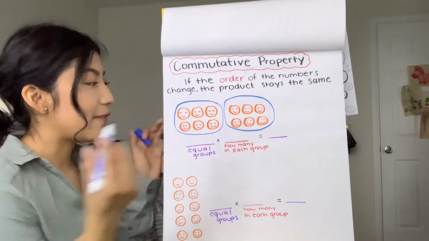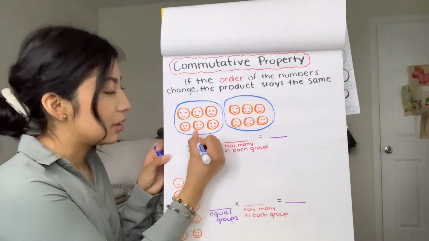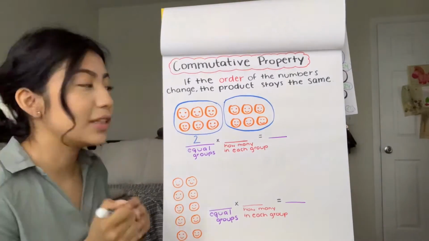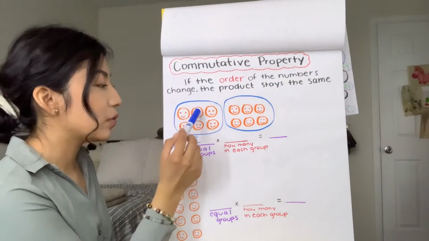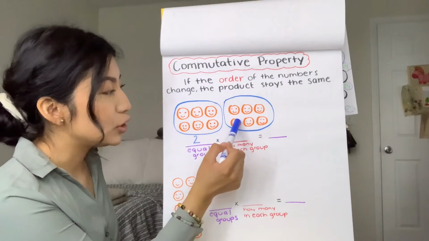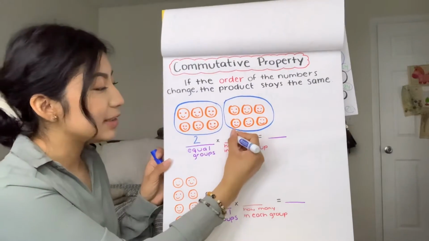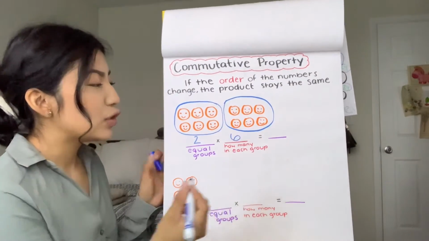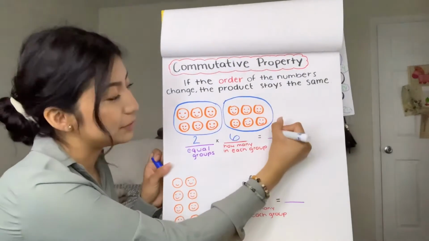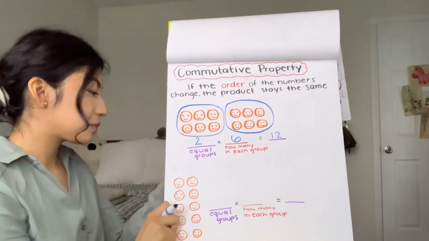All right, so now that we have that, we have how many equal groups? 2. All right. And how many are in each of them? So let's count. 1, 2, 3, 4, 5, 6. What about the second one? 1, 2, 3, 4, 5, 6. So we have 6 in each group. So what is 6 times 2? Yeah, it's 12. All right, let's go to our second one.